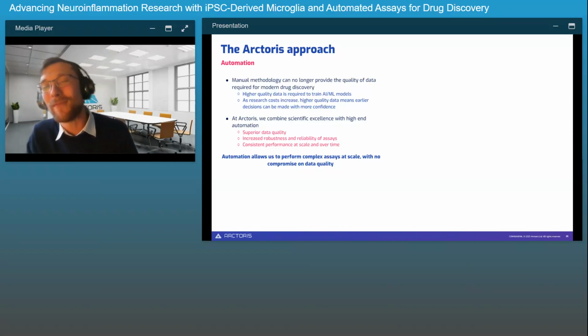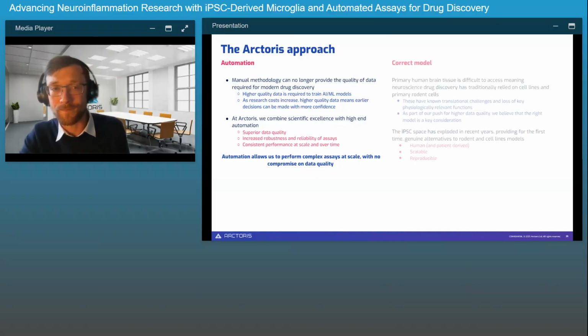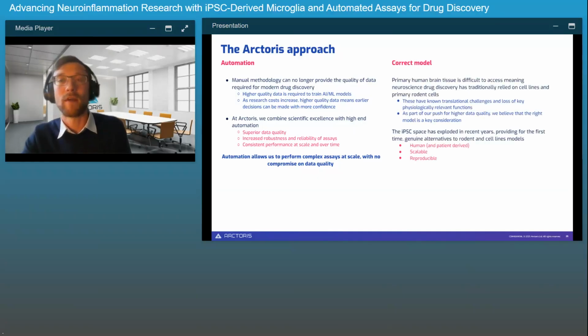At Arctoris, then, we combine scientific excellence with high-end automation. It allows us to produce superior data quality, increase robustness and reliability, and we have consistent performance at scale over time. But there's no point in generating fantastic data using the wrong model. And this is therefore where this collaboration with Brainxell and Editco really came from, is that we think the correct model is a key consideration in drug discovery.